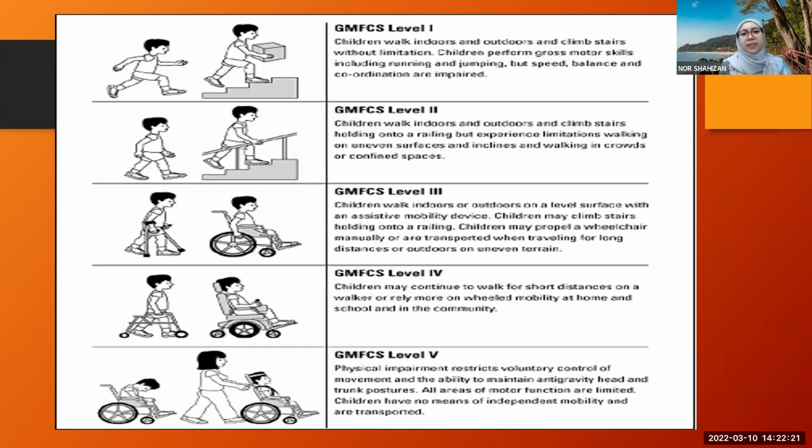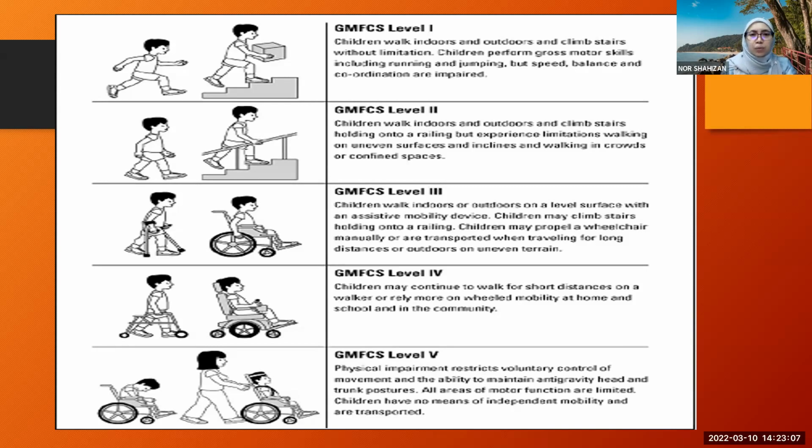When we see a patient with CP, we will classify or stratify them into a level according to their age group. This is the general GMFCS classification. Level 1 means the child walks indoors and outdoors and is able to climb stairs without limitation, and can perform gross motor skills like running and jumping, but speed, balance, and coordination are impaired. If it's normal, then it's not CP. So they must have some issues with speed, balance, or coordination.